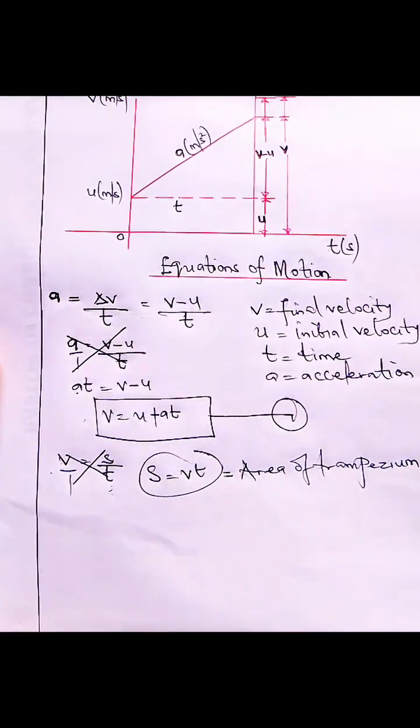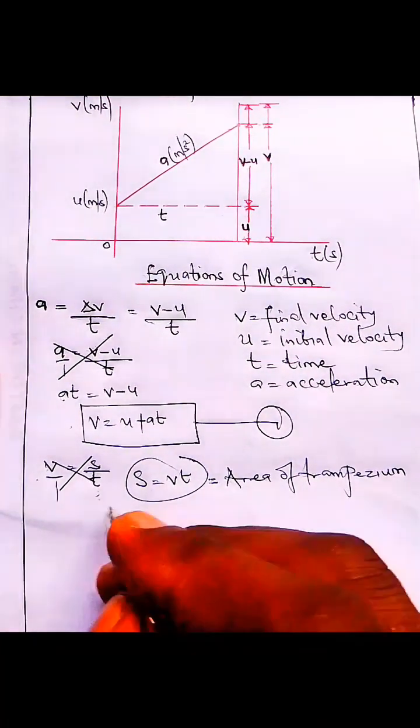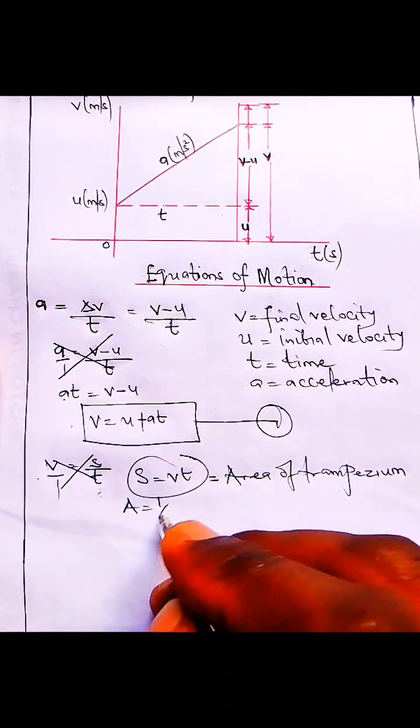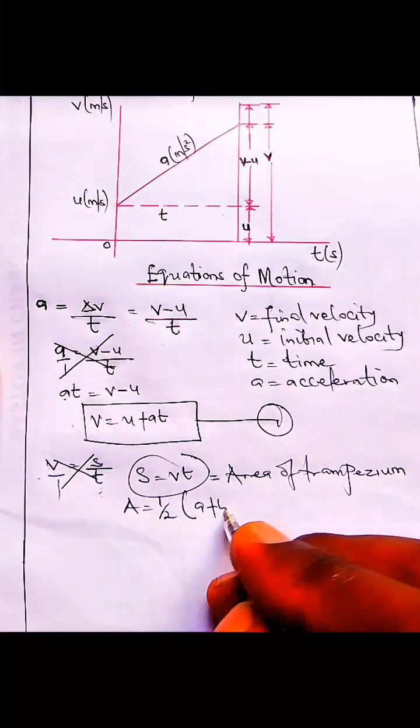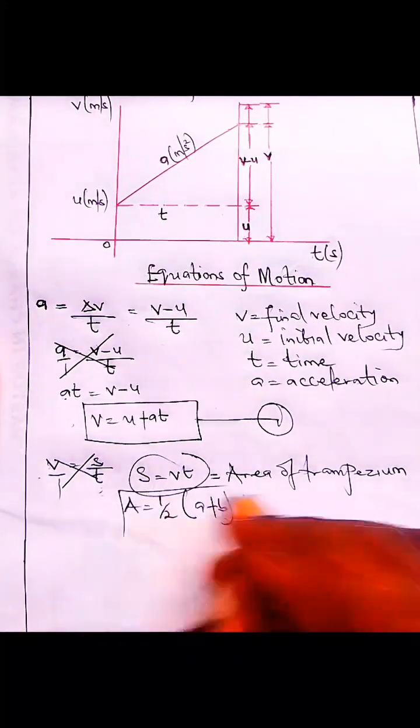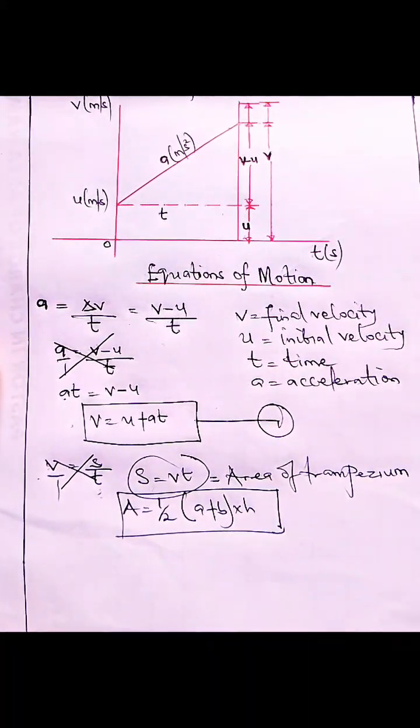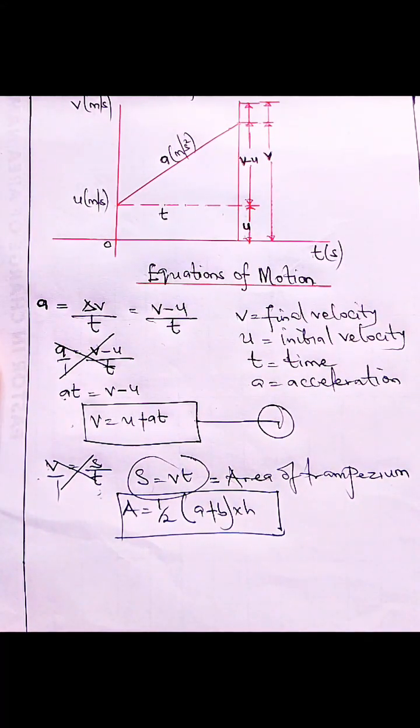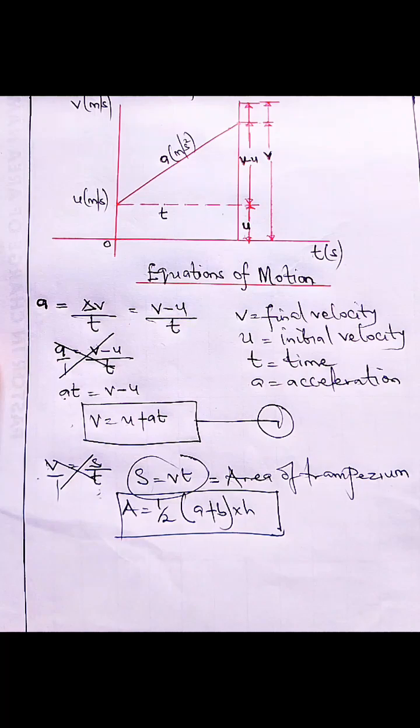So what's the formula for the area of a trapezium? The area of a trapezium is equal to 1 over 2 open bracket a plus b, close bracket, times height. That's the formula for the area of a trapezium. So it's very important that you have a basic understanding of mathematics for you to understand all what we're doing right now.